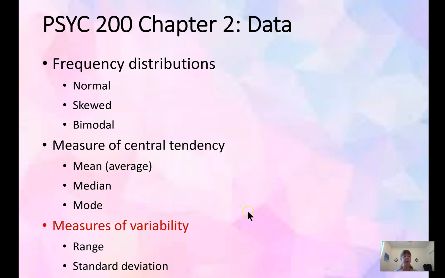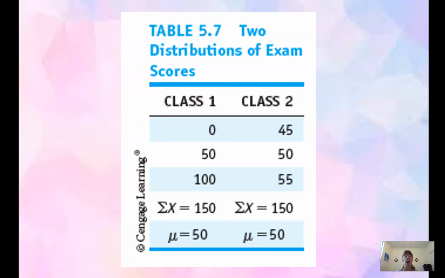Finally, we're going to talk about variability. After you've calculated your measure of central tendency, usually the next most important thing to know is a measure of the variability. So this you might not be as familiar with as you are with the mean. So I'll give you an example to start off.